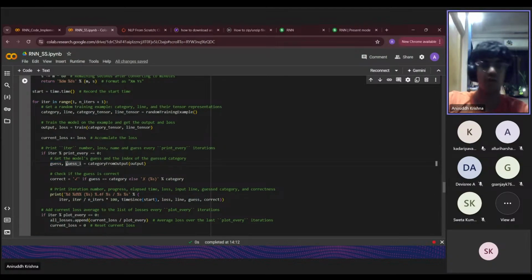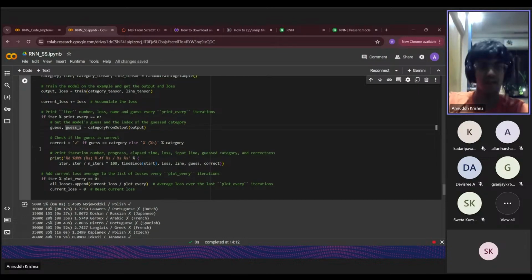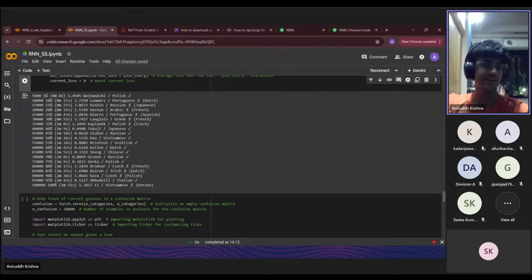And now I'll be putting a tick after every single correct guess, and a cross after every wrong guess, and I would print that accordingly. So I'll get something like this. For this name, it said it is Polish, it's correct. For this, it said it's Portuguese, it's wrong, and so on. And I get the time taken for it accordingly.